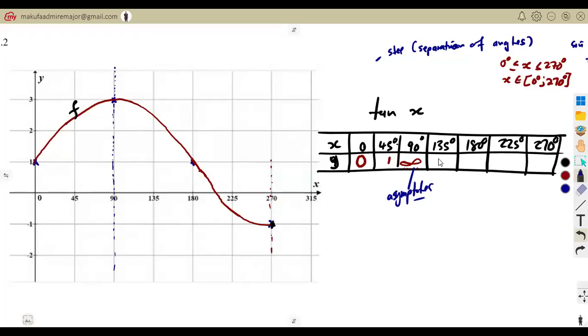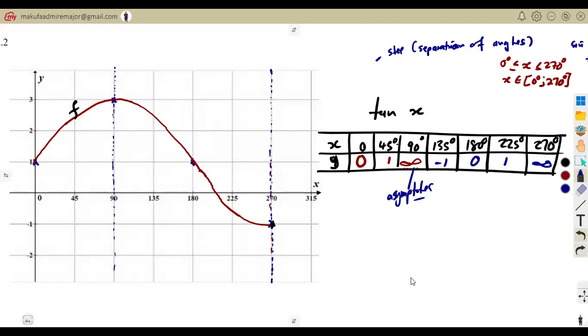At 135, you're going to substitute on your calculator. You're going to get -1. At 180, you're going to get a 0. At 225, you're going to get a 1. At 270 degrees, the same thing that happened at 90 degrees was going to happen. Thus, we also have an asymptote. So at 270 degrees, it shows us there is no value that can ever happen there as long as we are to talk of the graph of a tan.